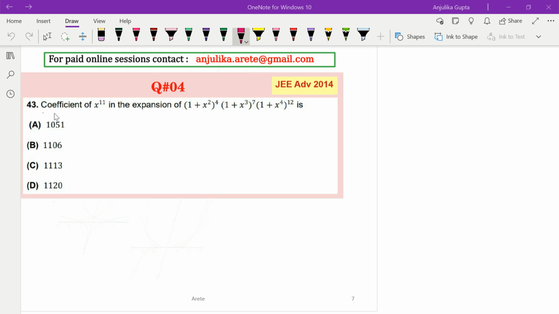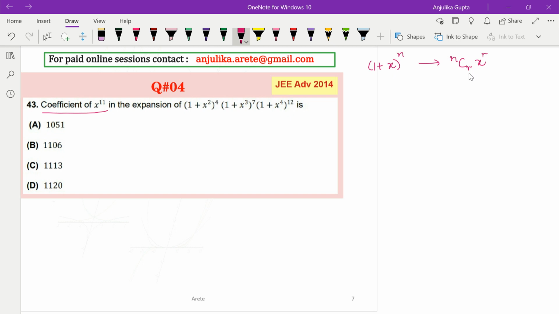We need to find out what is the coefficient of x to the power 11 in this expansion. So what do we do? We just see what basic concept we have. We know the expansion of (1 + x)^n, right? And what is the general term here? If you write the general term in this expansion, you get nCr x to the power r.